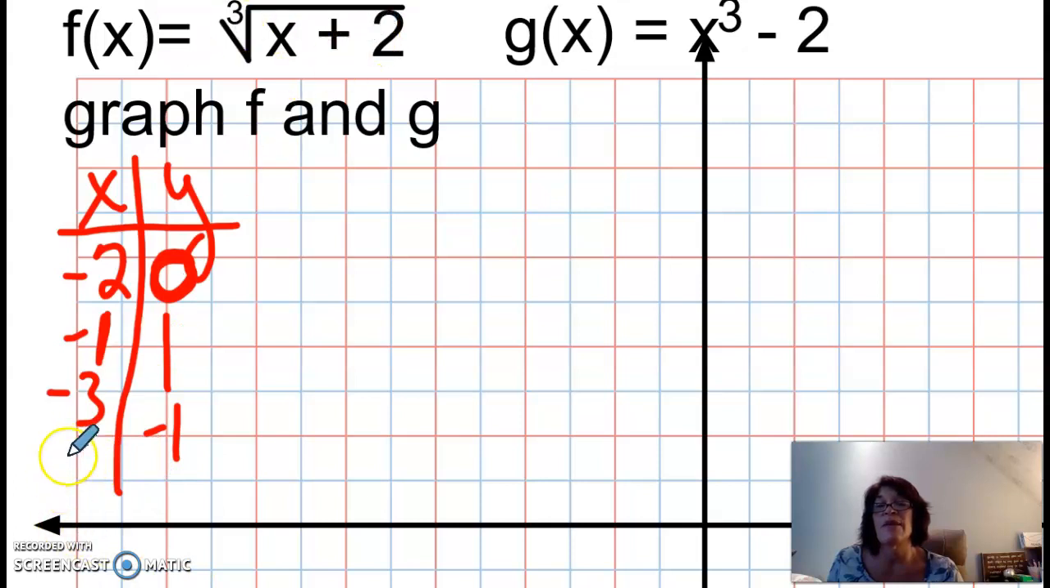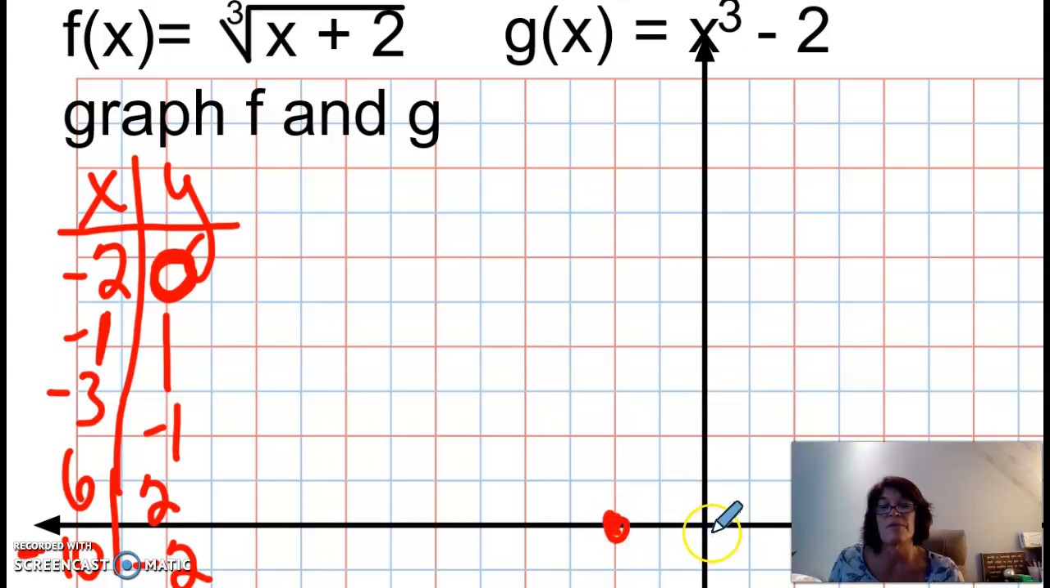I can take the cube root of 8, so let's put 6 in, because then 6 plus 2 is 8. Cube root of 8 is 2. Let's put negative 10 in. Negative 10 plus 2 is negative 8. Cube root of negative 8 is negative 2. So that should give me enough points to plot.